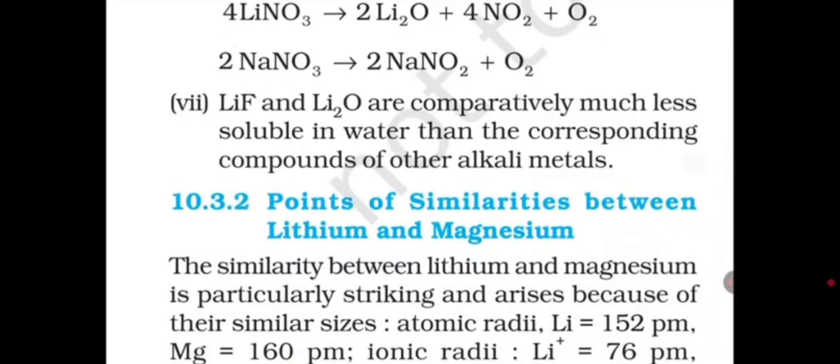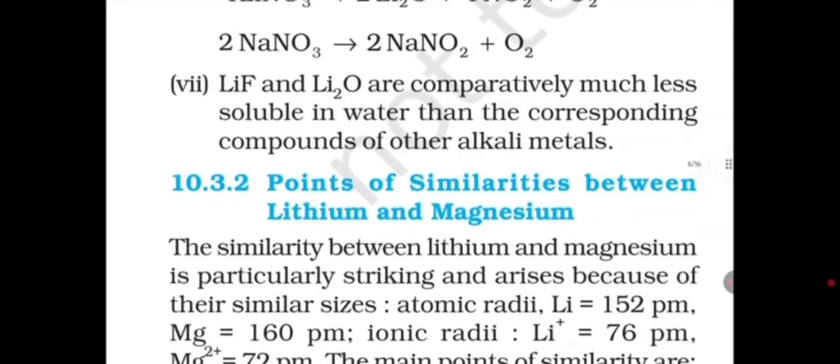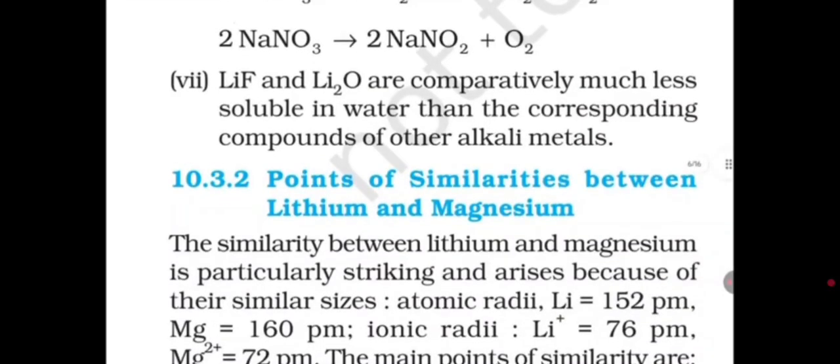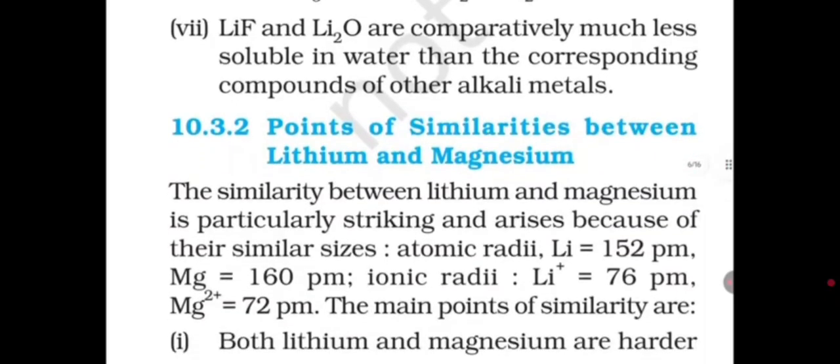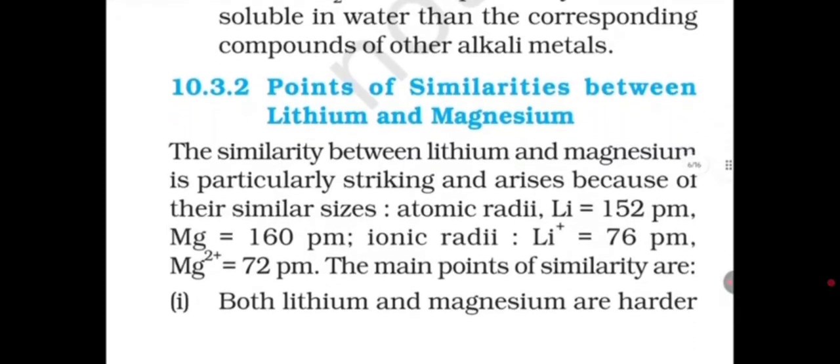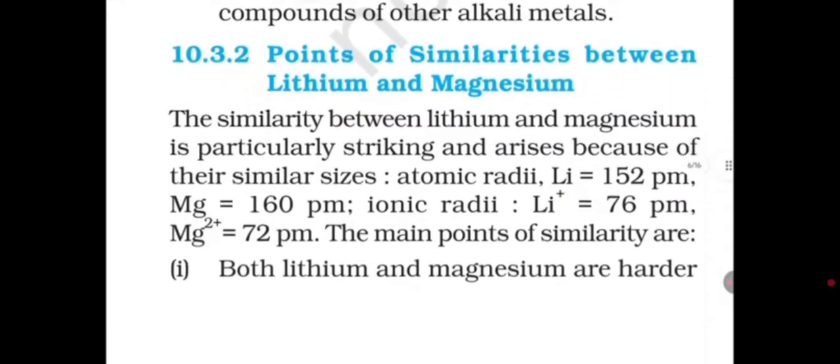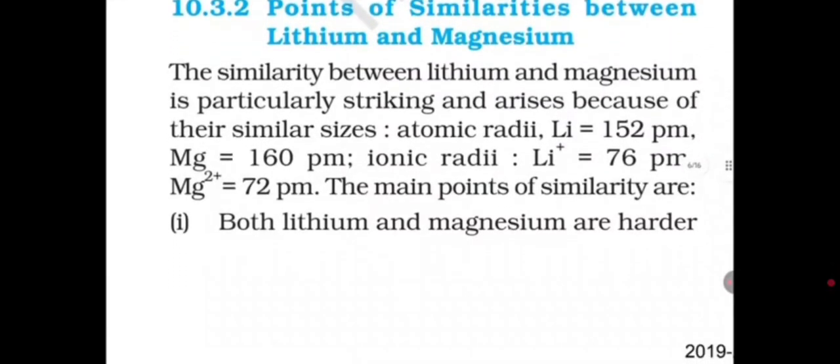Example, 4LiNO3 gives 2Li2O plus 4NO2 plus dioxygen. Other reaction is 2NaNO3 gives 2NaNO2 plus O2. Seventh, LiF and Li2O are comparatively much less soluble in water than the corresponding compounds of the other alkali metals. Next topic is points of similarities between lithium and magnesium.